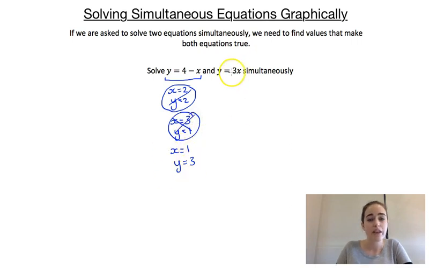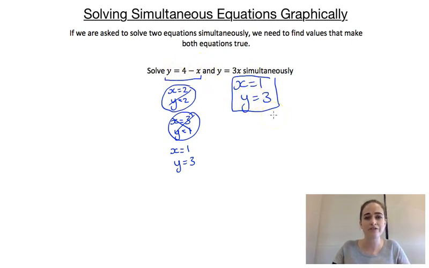What about this one? If we had x is equal to 1, we'd have 3 times 1 here, which would be 3, and y is equal to 3. So x equals 1, y equals 3 is the solution to both of those equations. So if we're solving them simultaneously, this is our answer. But obviously that's not a very practical way of solving these problems because you don't just want to have to guess and check.